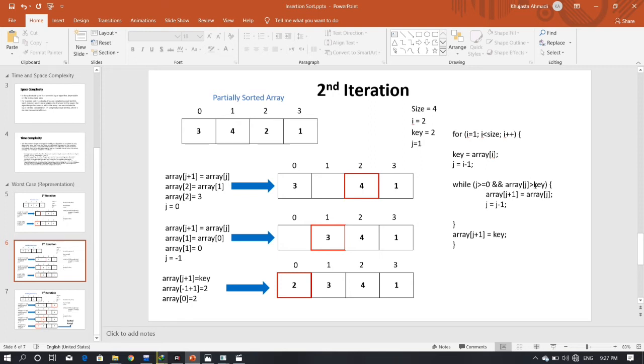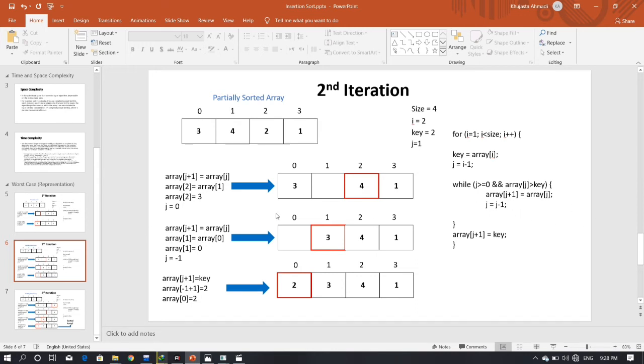And array of j is more than key. So yes, both conditions are met. Now array of j plus 1, which is array of 2, is equal to array of j, which is array of 1. So 4 gets moved to this spot. As we can see, 4 gets pushed here, and array of 1 is empty. Then j gets decremented to 0 right here.